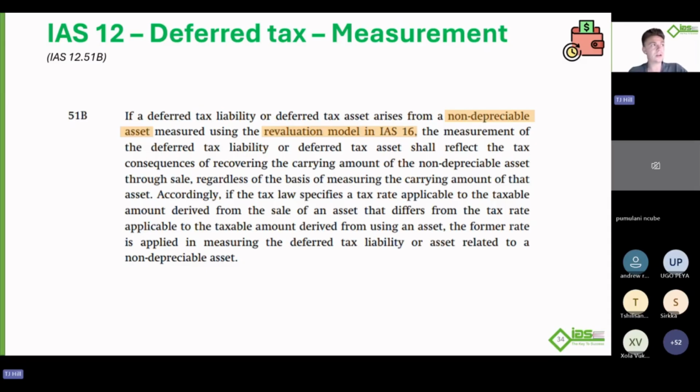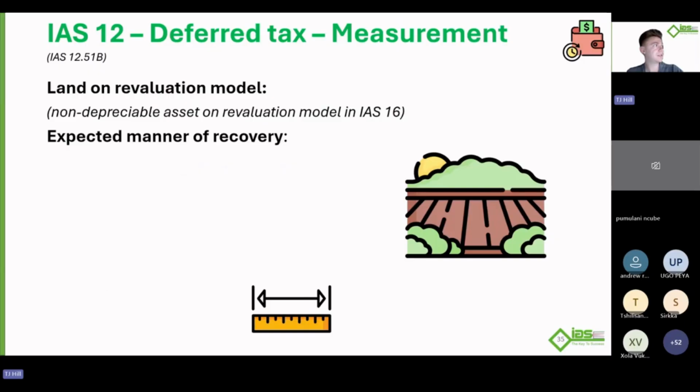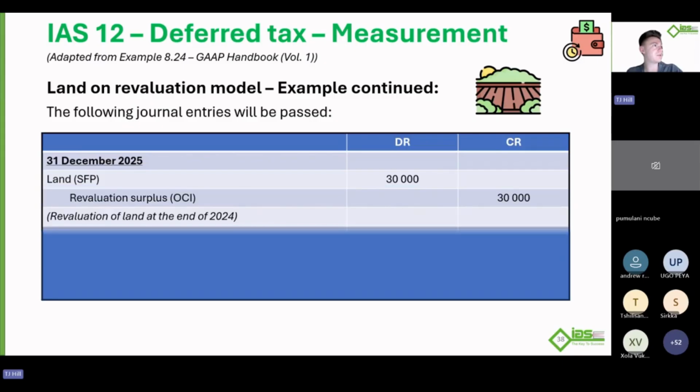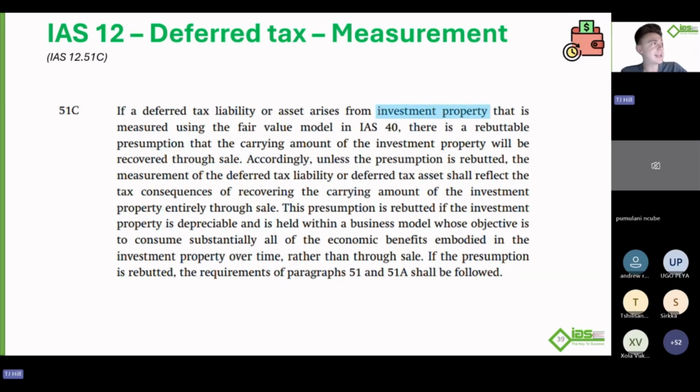So it will be PPE where you have non-depreciable assets, but just hold on to your seat because the standard doesn't stop at that paragraph, right? We have a next one. Now it addresses investment property on the fair value model. And it says that again, there's a rebuttable presumption that it will be recovered through sale. Rebuttable being a fancy word for saying you can prove otherwise, but it is assumed this way first.